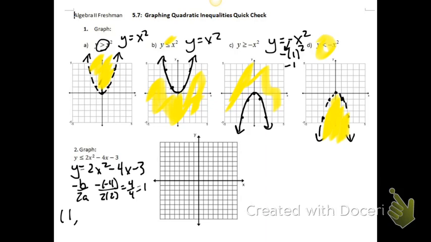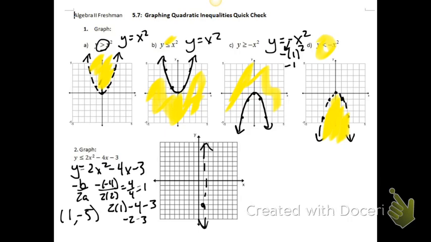To get the y coordinate, you have to plug that back in. So it's going to be 2 times 1 squared, that's just going to end up being 1, minus 4 times 1, that's just going to be 4, minus 3. What is that? That's 2 minus 4, that's negative 2 minus 3 more, I think you get negative 5. So that's our vertex at 1, negative 5. 1, 2, 3, 4, 5, and then the axis of symmetry is in there.